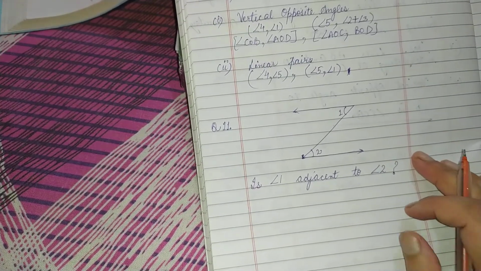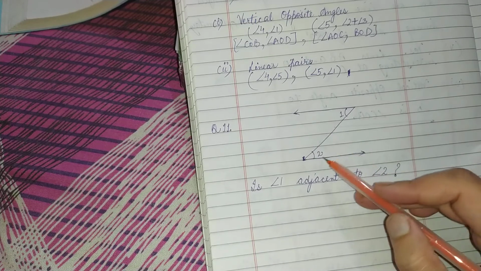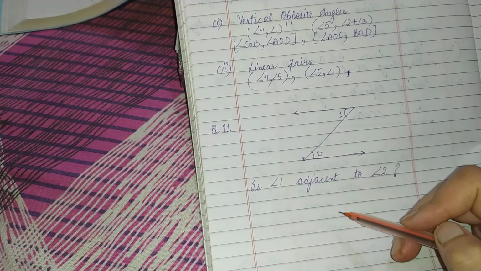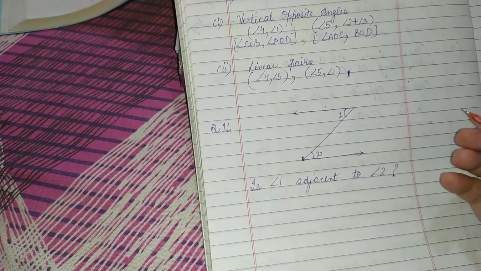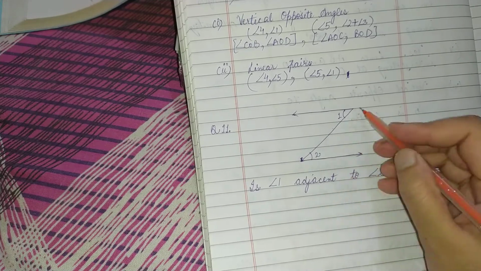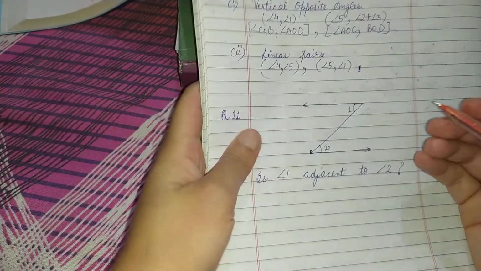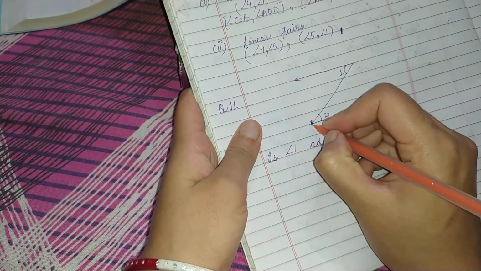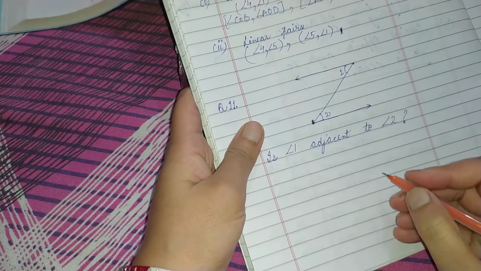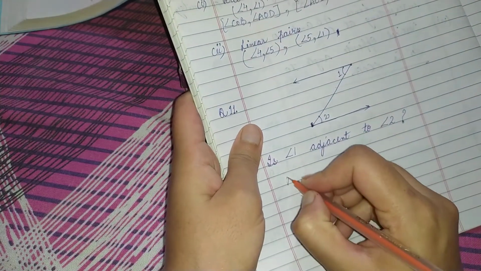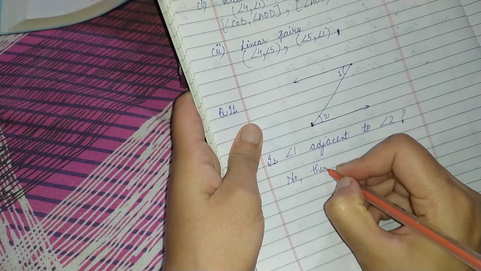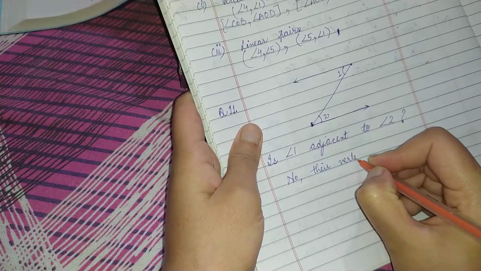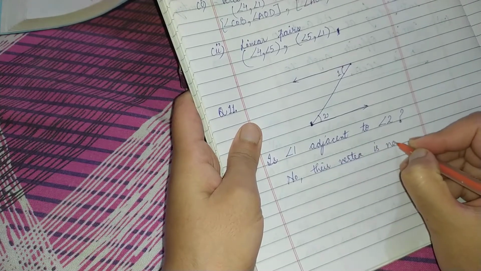So now the next question is question number 11. Is angle 1 adjacent to angle 2? You people will first see and say yes, that this line is common between them. So, no. Because this is the origin of angle 2 and this is the origin of angle 1. So we will write no, their vertex is not the same.